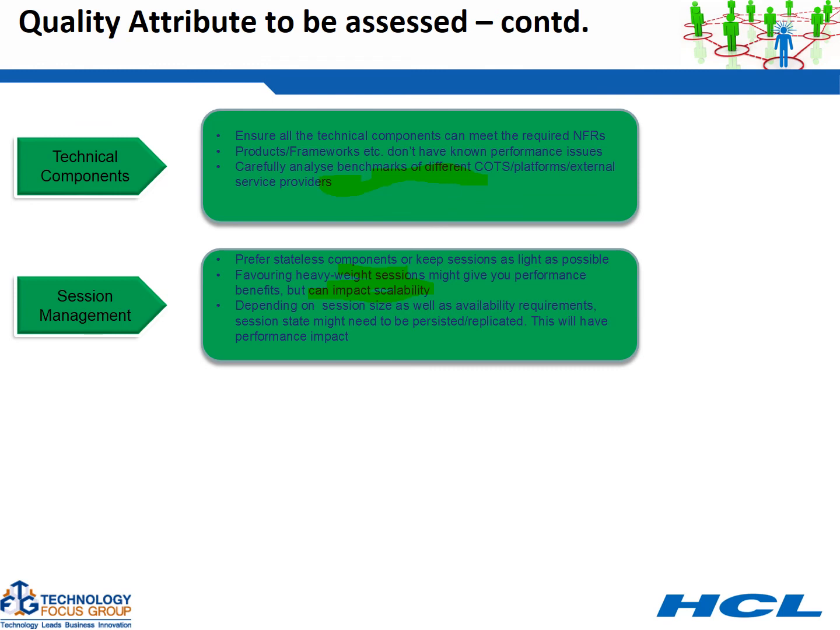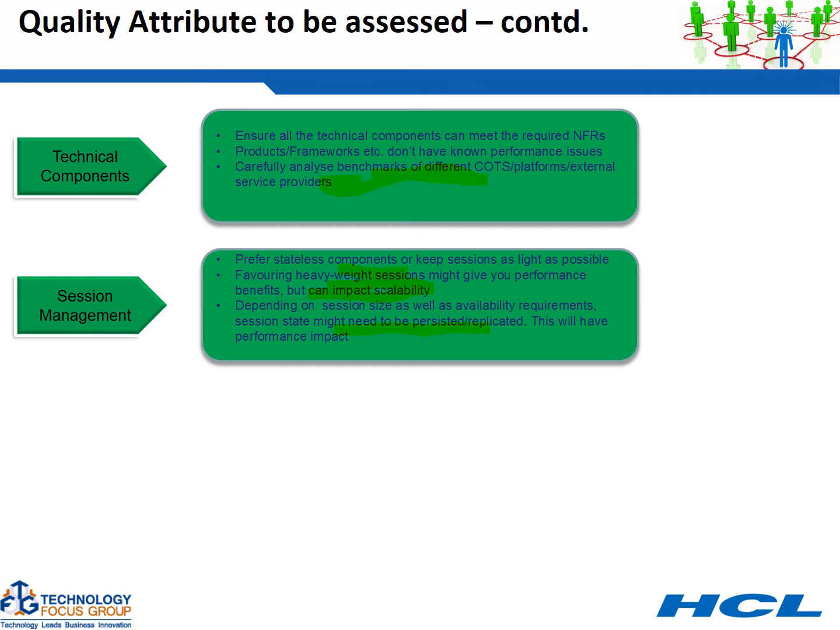Depending on session size as well as availability requirements, session state might need to be persisted or replicated. This will have its own performance impact. For example, if your application is running in a cluster and it's an online banking transaction, if one of your application server instances goes down, you cannot afford to lose that transaction. Your transaction needs to continue on the second server instance.